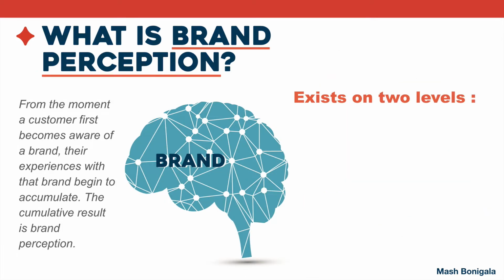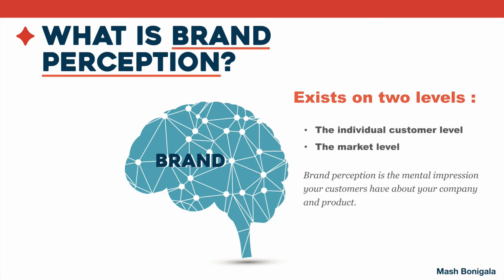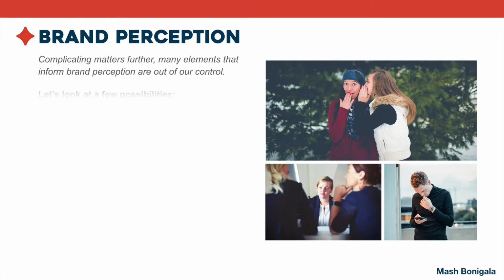From the moment a customer becomes aware of a brand, their experiences with the brand begin to accumulate. The cumulative result is the brand perception, and it exists on two different levels. First, the individual customer level, and then the market level. Now, brand perception is the mental impression your customers have about your company and product. Complicating matters further, many elements that inform brand perception are out of our control.